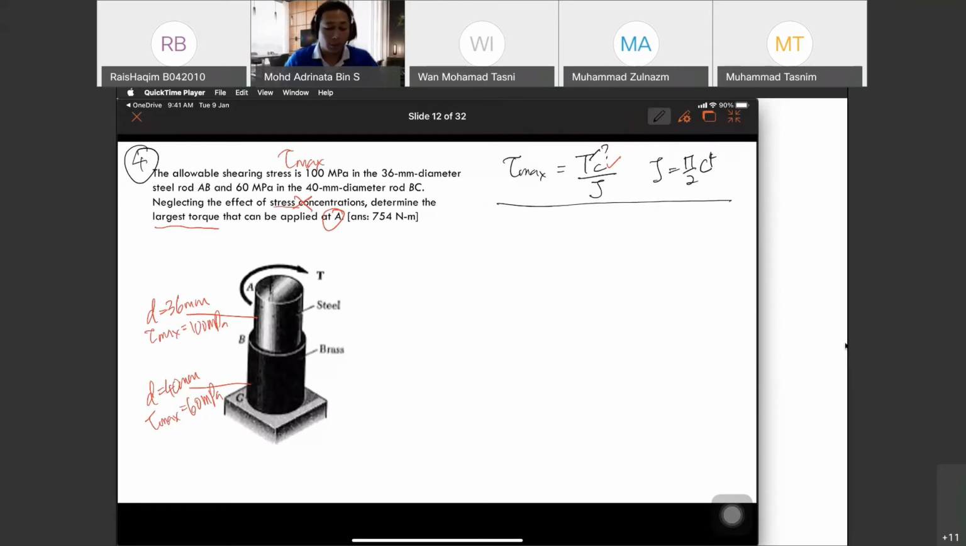Okay, sorry. Then kita ada C, okay. Dan saya cakap tadi saya buat berulang-ulang. Saya pun sendiri tulis dan ingatkan berulang-ulang. Okay. Nanti ada juga yang akan tulis J equals to pi over 2C to the power of 4. Okay. So ingat.